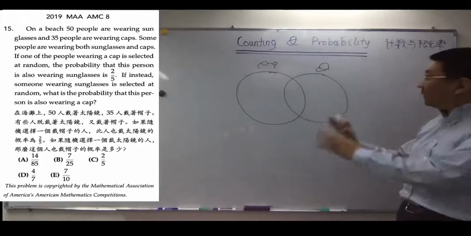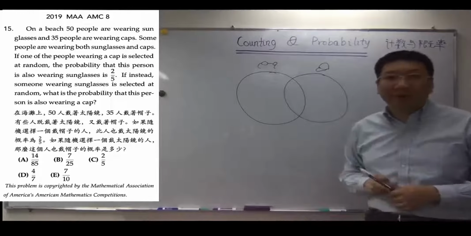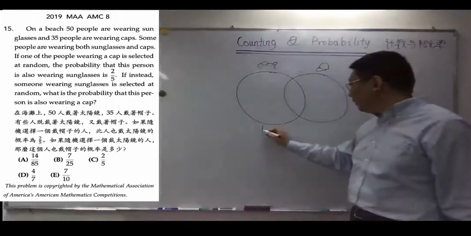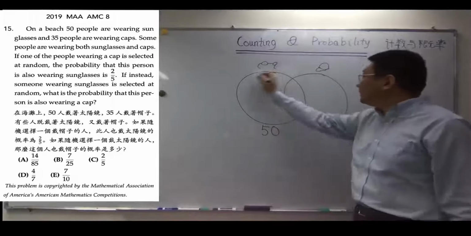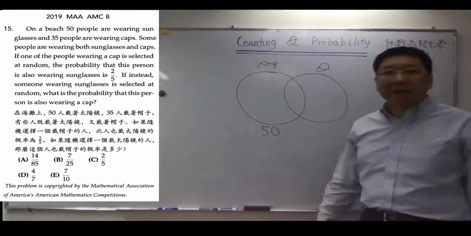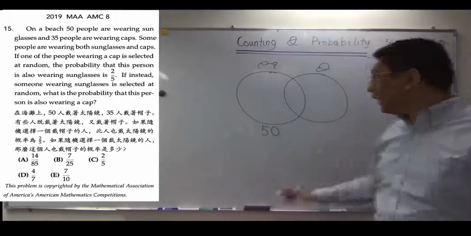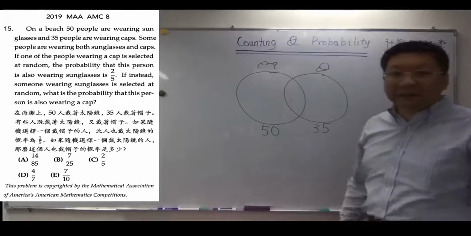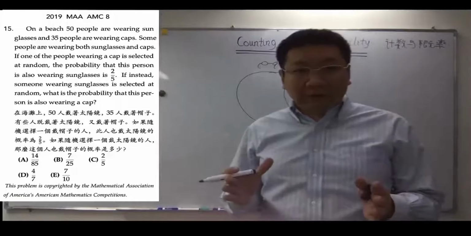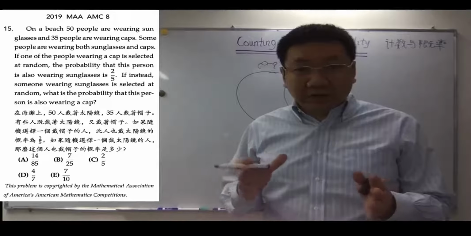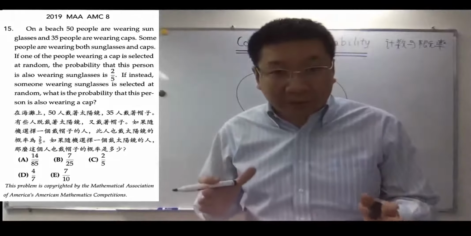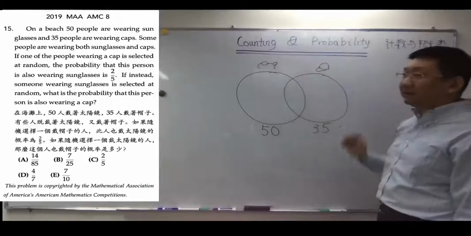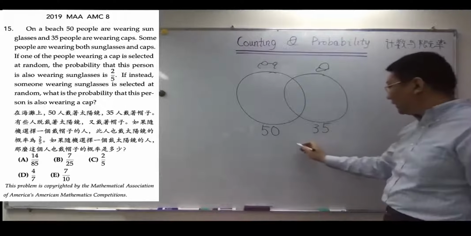Then next step, let's write down the conditions in the picture. Hopefully we can then solve it. So 50 people wear sunglasses, which means this circle. And then 35 people wear hats. That is the right circle. Now the next condition is the key. 2/5 of the people that wear hats also wear sunglasses. So here we have a fraction.